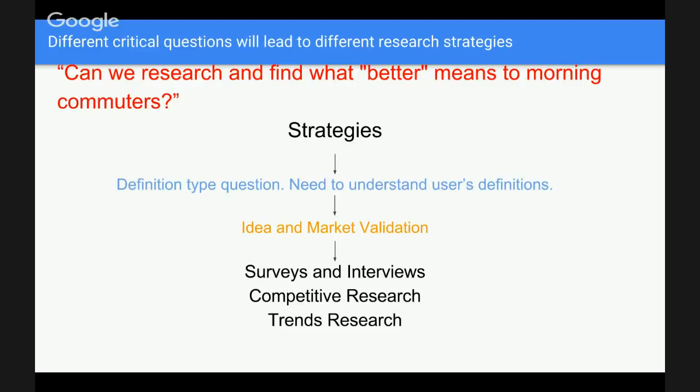If there is a company that's trying to make morning commutes better, then see what they're doing. See what words they're using. How do they define better? Because in essence, if you have competitors, it means that you have an idea that's being validated. So that's your strategy to help you answer this type of critical question.